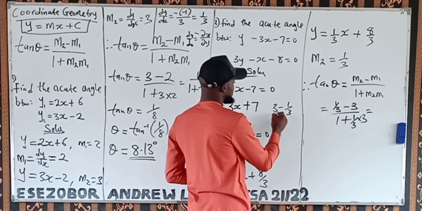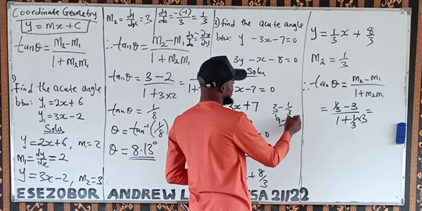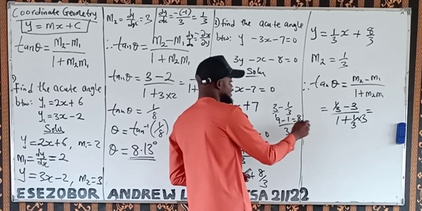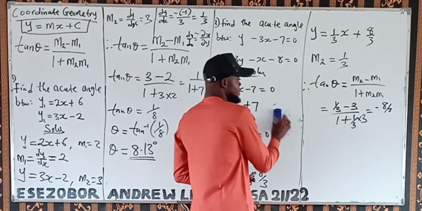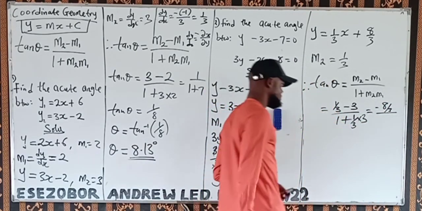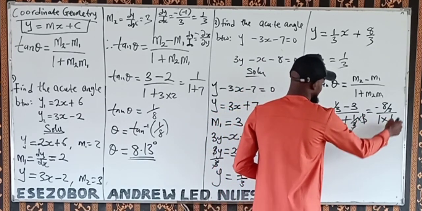We're going to do this, and that'll give us 3 times 3, that's 9 minus 1. That's 8 over 3, so this is going to give us minus 8 over 3. That's what we're going to have here. Minus 8 over 3, then over, this cancels this, 1 plus 1 times 1.